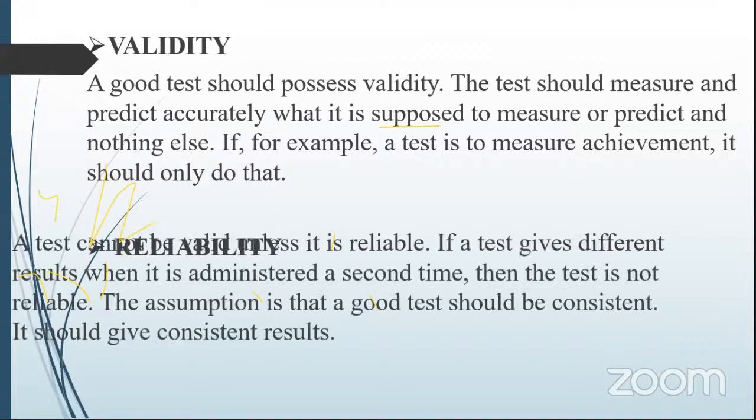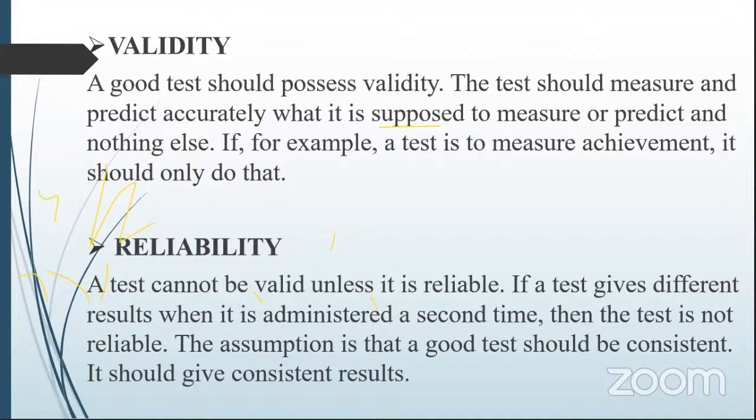The next requirement is reliability. A test cannot be valid unless it is reliable. If a test gives different results when it is administered a second time, then the test is not reliable. The assumption is that a good test should be consistent. It should give consistent results. The results you see today, and when you administer it for the second time, those are the results you should get again.